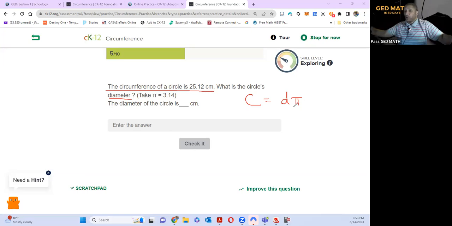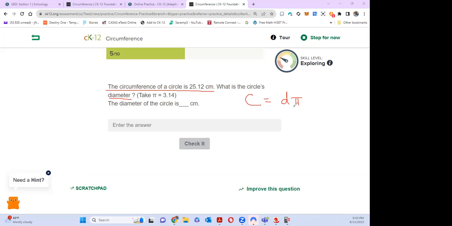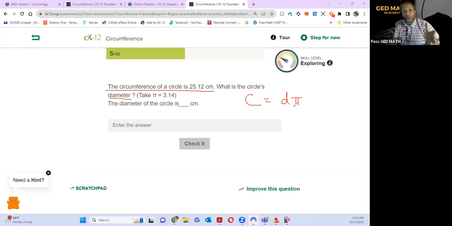Now, you have your formula sheet, so you should know how to use them. But if you practice enough, you should be writing these formulas and doing these calculations where you know these formulas by the time you're ready to take your test. So C equals D times pi.